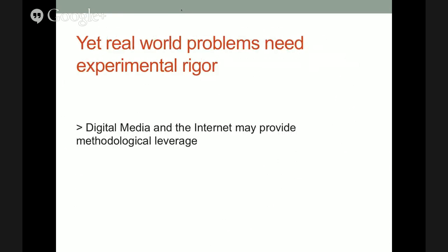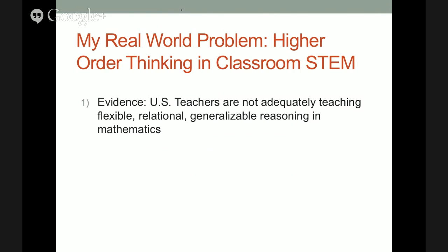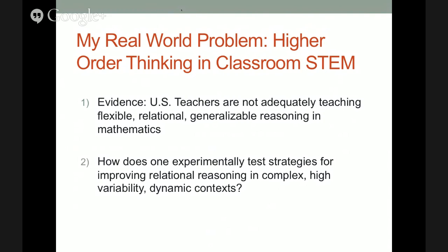So I'm going to give now an example, which is some research that we've been doing, but I'm really going to highlight the methodology here. My real-world problem is about higher order thinking in classroom STEM, and in particular I'm going to talk about mathematics. There's lots of evidence that U.S. teachers are not adequately teaching flexible, relational, generalizable reasoning in mathematics. Children come out of school with knowledge, but it's not really flexible and generalizable. So how does one experimentally test strategies for improving relational reasoning in these complex variable contexts with enough precision to inform theory at the level of mechanism? If we want to understand what is useful about these different interventions, we want to be precise and careful, and I'm going to talk about digital video.